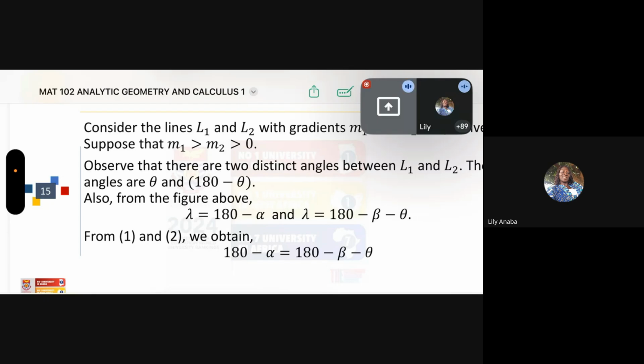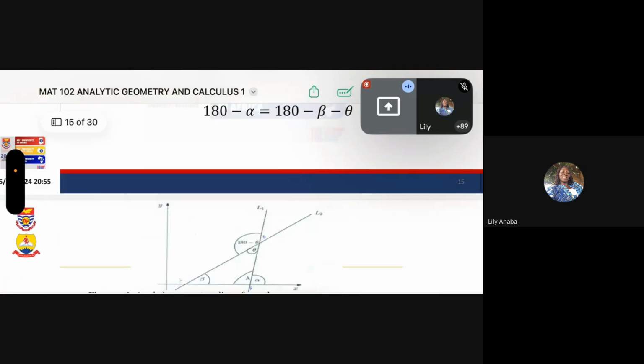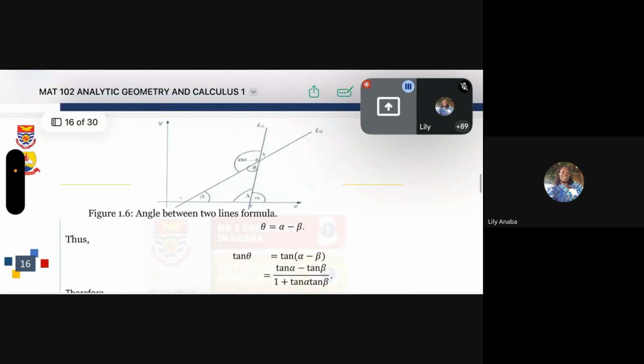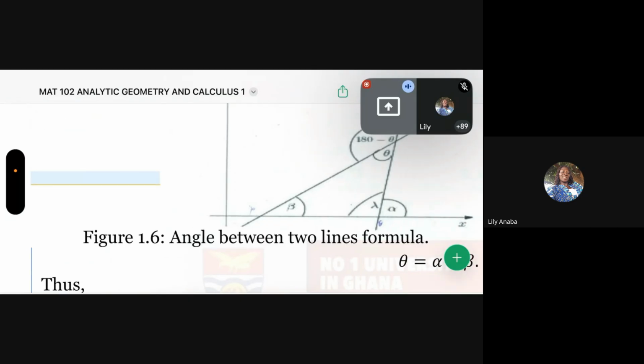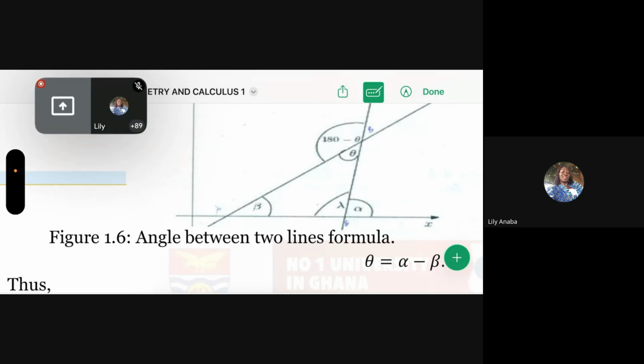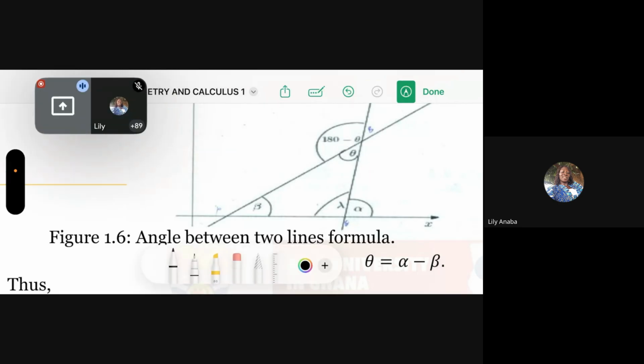Both of them are non-negative. Now, when we look at this graph, we can find angles between the two lines. We can find the angle here, between this and this, and then we find another angle here. So the angle here is the same as the angle here.